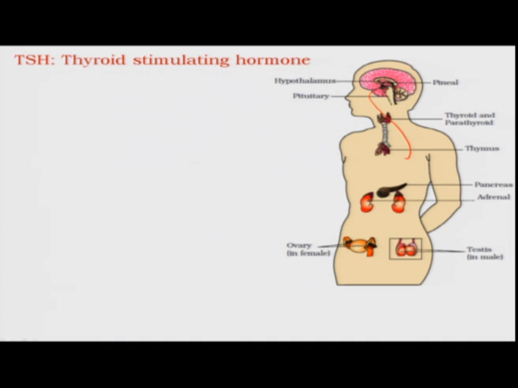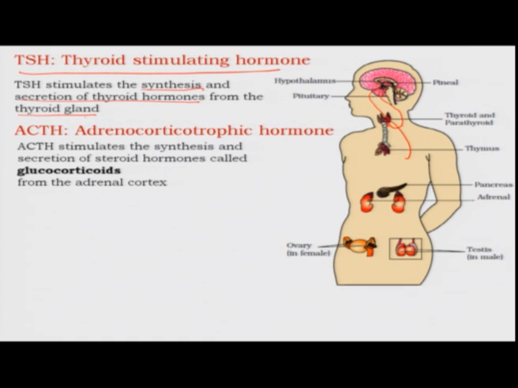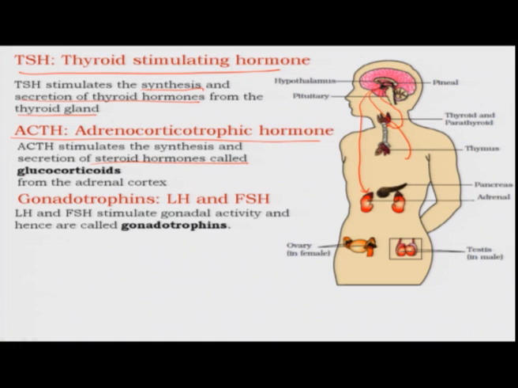Now, we are going to talk about thyroid stimulating hormone, which is produced by the anterior pituitary and acts on the thyroid gland. This stimulates the synthesis and secretion of thyroid hormones from the thyroid gland, and the name explains why it is called the thyroid stimulating hormone. The next one is called ACTH, or adrenocorticotropic hormone, which is again released from the pituitary gland, but acts on the cortex of the adrenal gland, which is situated on top of the kidneys, and this leads to the secretion of hormones called glucocorticoids from the cortex of the adrenal gland.